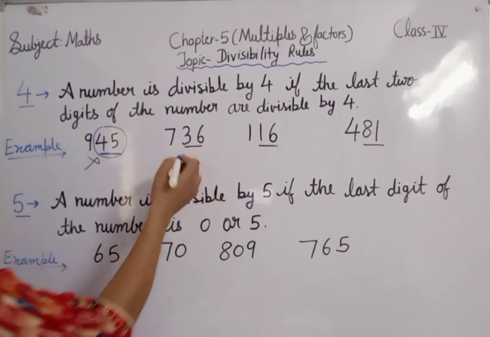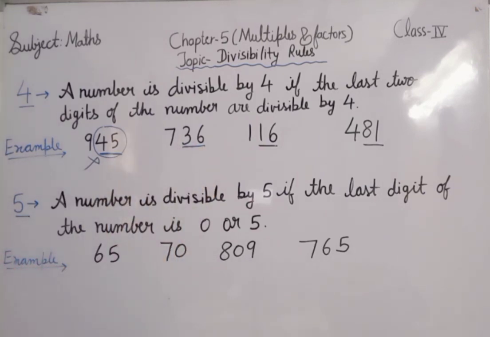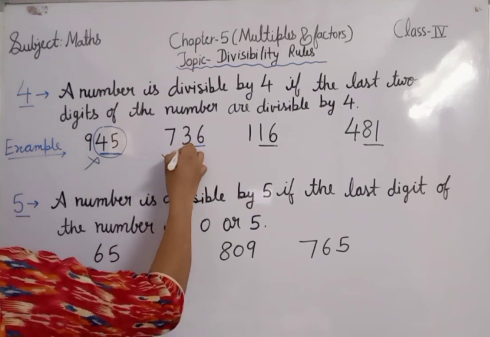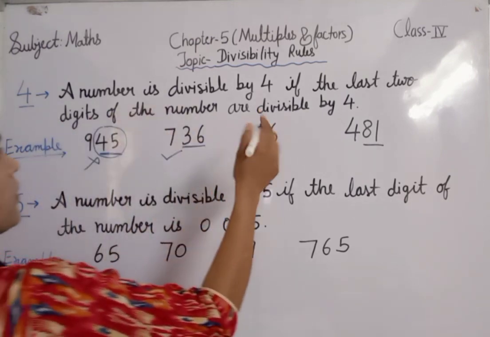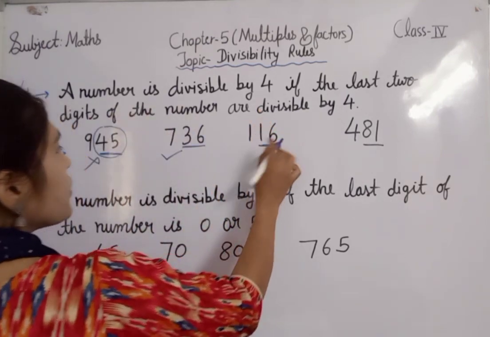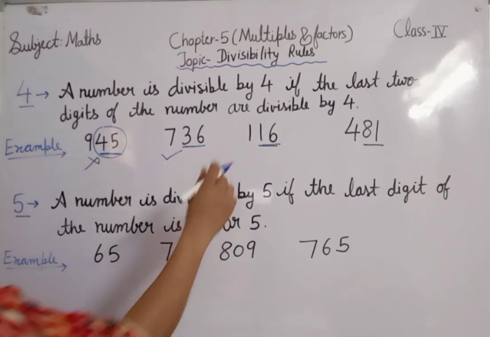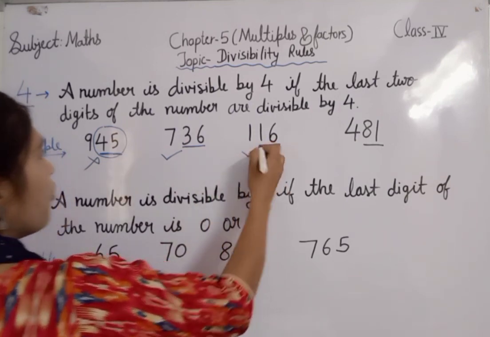736. So let's take the last two digits, 36. So 36 comes in the 4 table. So it means 736 is completely divisible by 4. Now let's see the next number. The last two digits are 16. So 16 comes in the 4 table. So it means 116 is also divisible by 4.